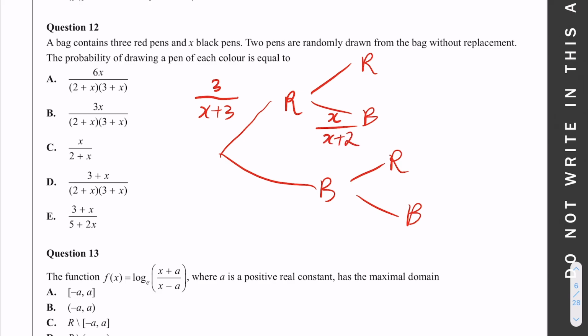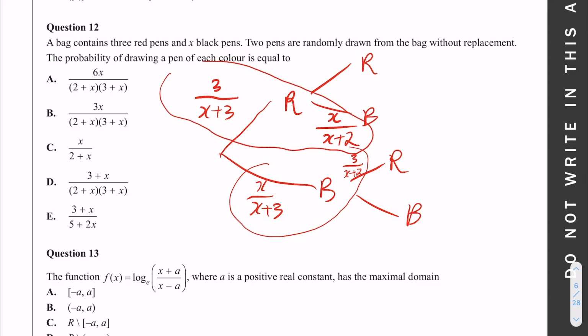And for the blue, we have X over X plus 3. But then if we want a different color, red, we still haven't taken any away from that 3, so it's just 3, but it's over X plus 2. So if we want 2 different colors, we've got this times this, plus this times this, which is 3X plus 3X, so 6X over, yeah.